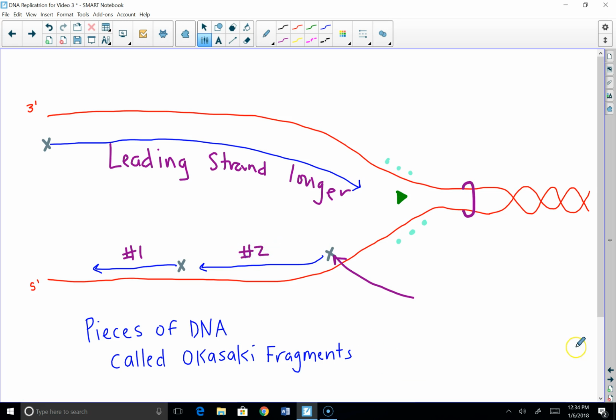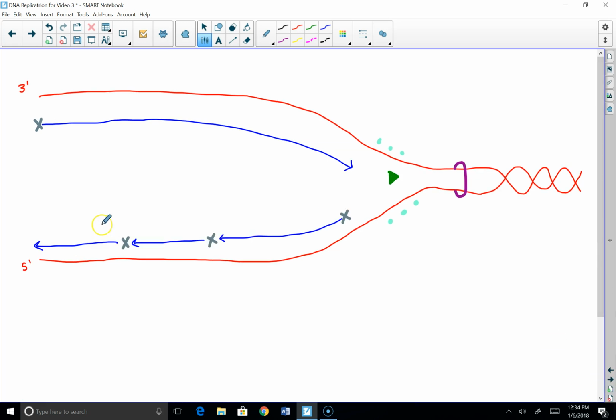And this will continue for a time. In this case, there's our 1, which is way down there. Our 2 has been moved. Now we have a third, or the newest Okazaki fragment here. Notice the leading strand just keeps on growing.